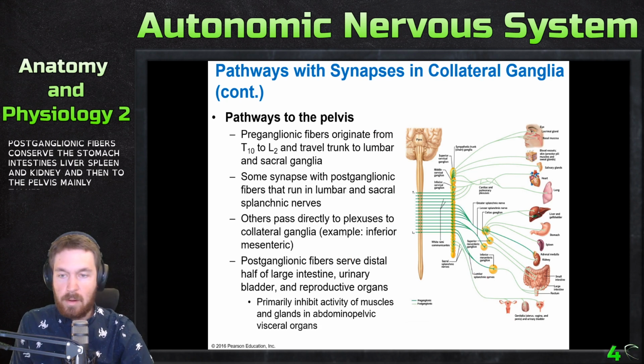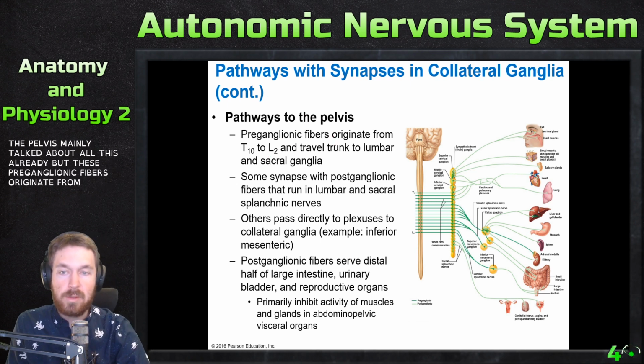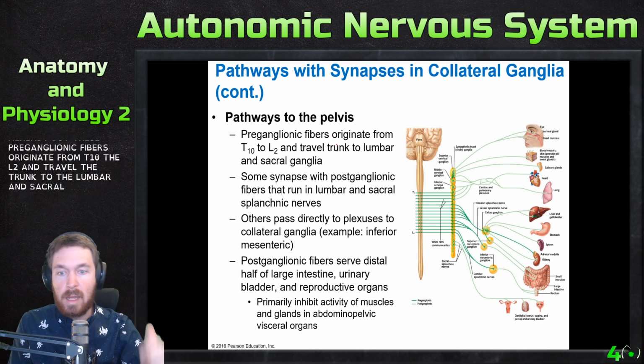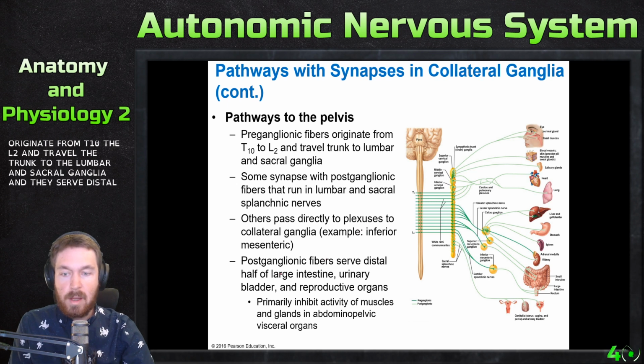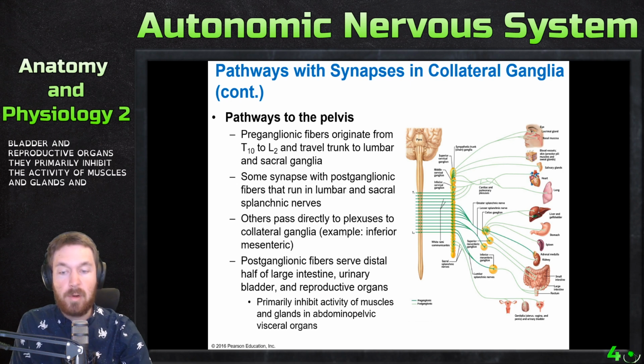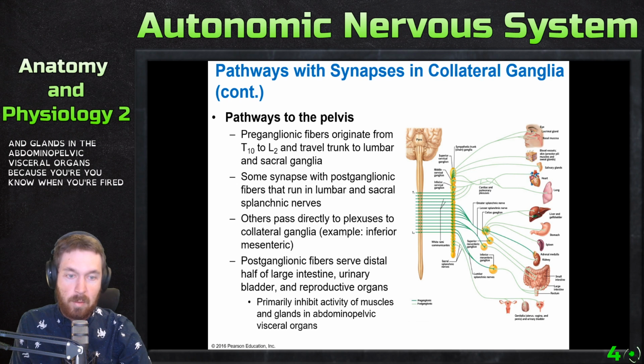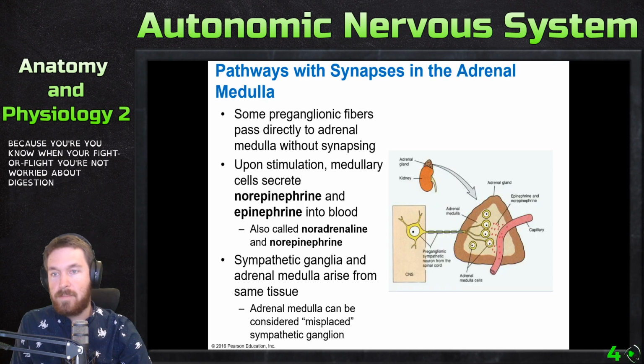Mainly, I talked about all this already, but these preganglionic fibers originate from T10 to L2 and travel the trunk to the lumbar and sacral ganglia, and they serve the distal half of the large intestine, so urinary, so here showing them down here, urinary bladder, and reproductive organs. They primarily inhibit activity of muscles and glands in the abdominopelvic visceral organs because when you're in fight or flight, you're not worried about digestion.